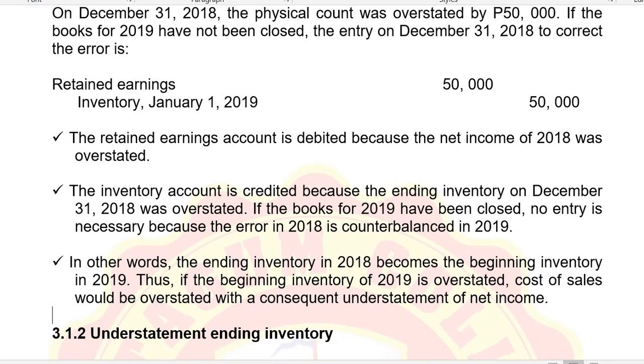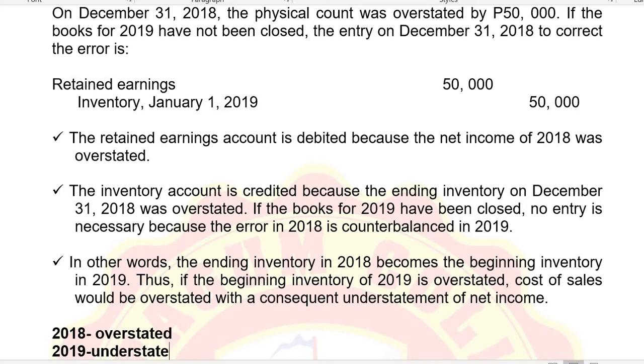So, yung 2018 na net income is overstated. Okay? As a result of the error. Yung 2019 net income mo naman is, yun nga, kasi yung beginning inventory mo is overstated, yung COGS mo is also overstated. Di ba? Therefore, if COGS is overstated, understated yung net income. Okay? Understated. Yan.